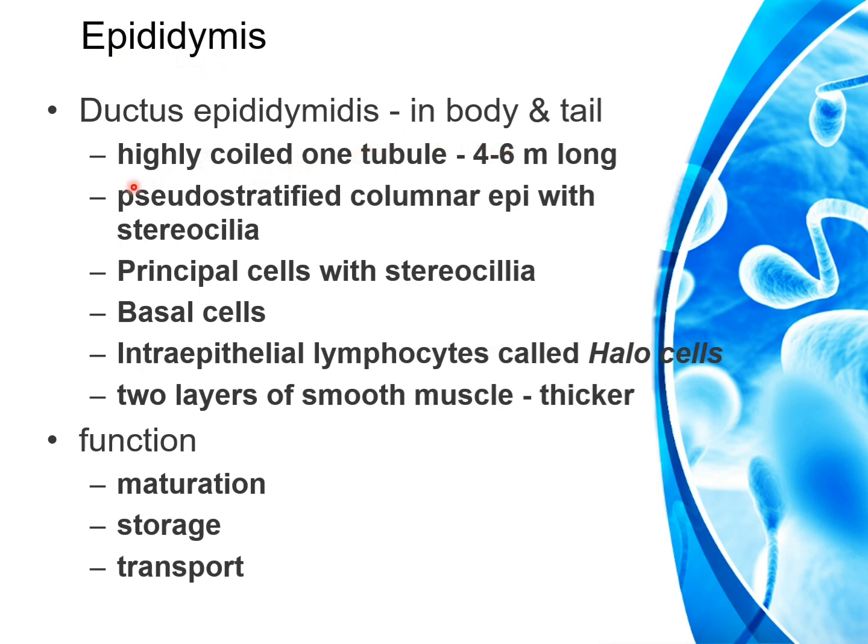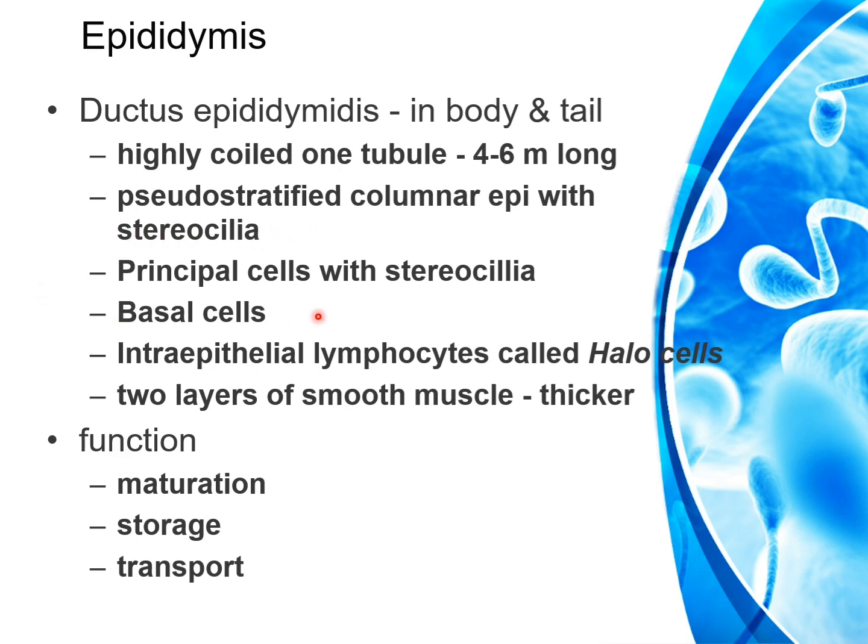Next in the excurrent duct system is the epididymis, and this epididymis has a head, body and tail. It is a highly coiled single tubule nearly 4 to 6 meters long, and it is lined by pseudostratified columnar epithelium with stereocilia. These stereocilia are unusually long microvilli. They do not have the typical axoneme structure of cilia.